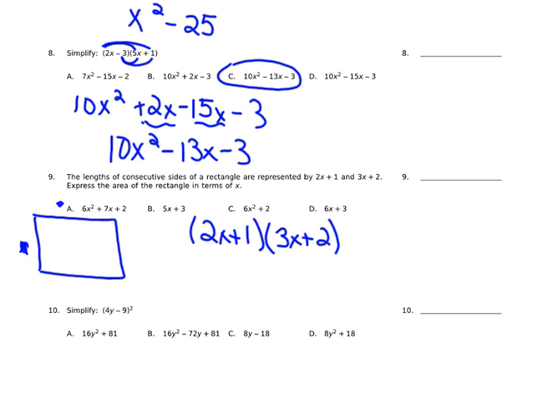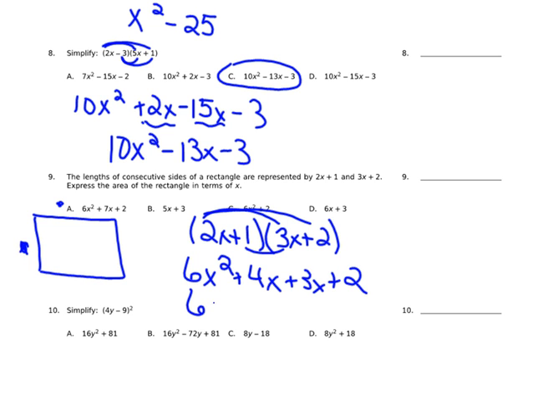So you're expected to be able to use what we've worked with our polynomials and apply it to other situations like geometry. So 2x times 3x is 6x squared. 2x times 2 is 4x. 1 times 3x is 3x. 1 times 2 is 2. Put your like terms together. 6x squared plus 7x plus 2, which is choice A.